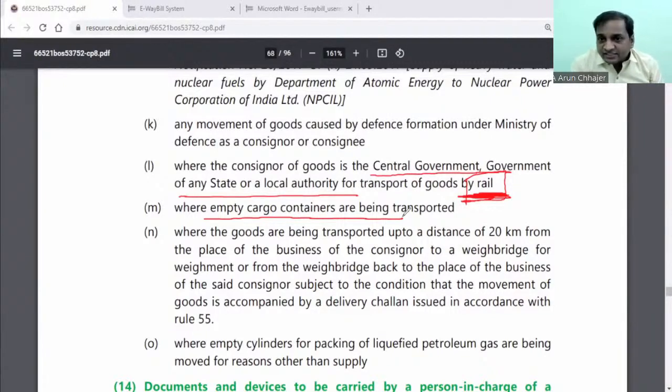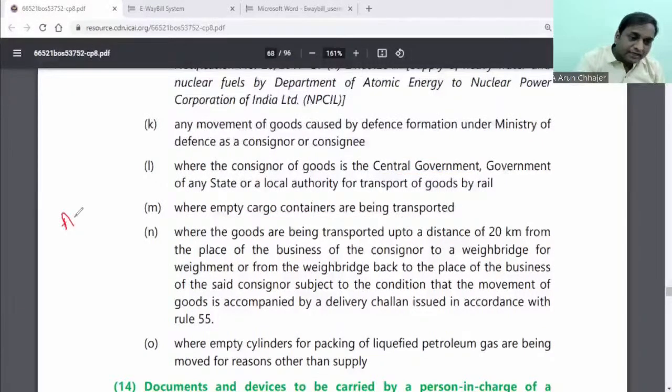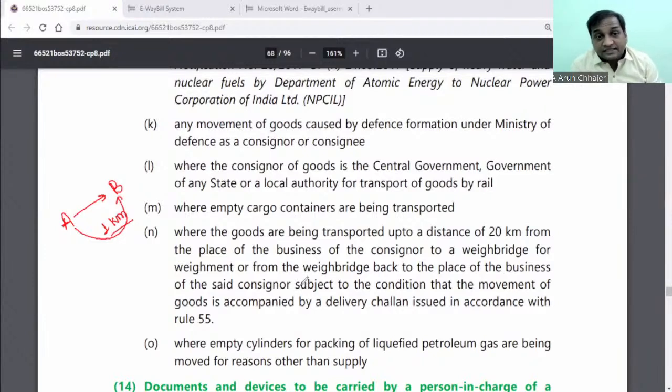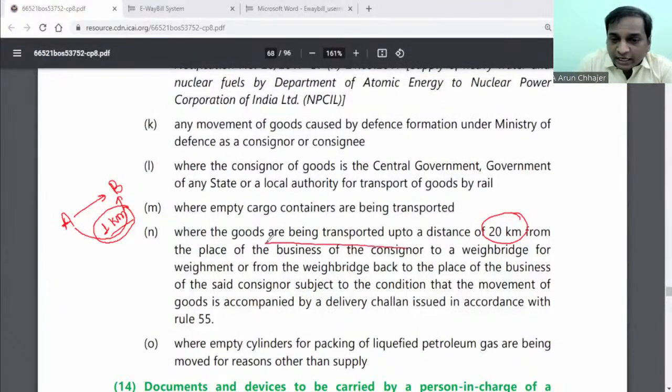Is there any relaxation? Suppose supplier A is sending the goods to B, and say the distance is 1 kilometer. Whether an e-way bill is required? Answer is yes. There is no relaxation with respect to the movement if the goods are being sold. But there is a relaxation of 20 kilometers. What is that relaxation? When the goods are being transported up to a distance of 20 kilometers.